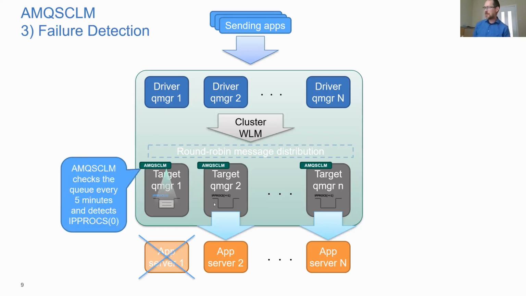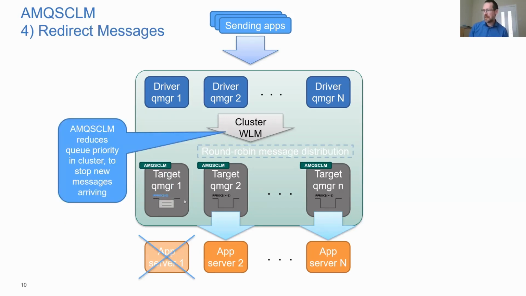So here's where AMQS CLM comes in. AMQS CLM will monitor the set of queues that it's been associated with. So it looks at the cluster queues, and by default, it does it every 5 minutes, although you can change that. And it detects that nothing's sitting there consuming messages from that queue. And that's obviously a problem, okay? And the reason it does it every 5 minutes is it gives enough time for that app server to restart. So if there was a transient failure, the app server goes down and comes back up again, that would be fine. In this case, it's a long-running failure, and so action is needed.